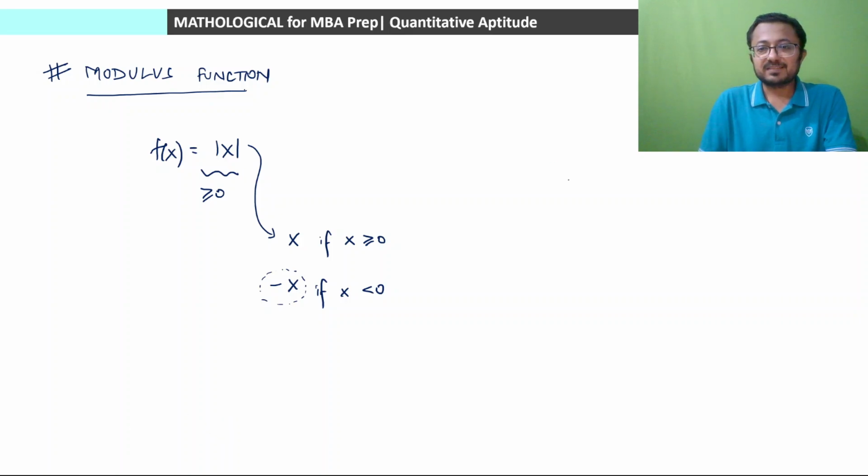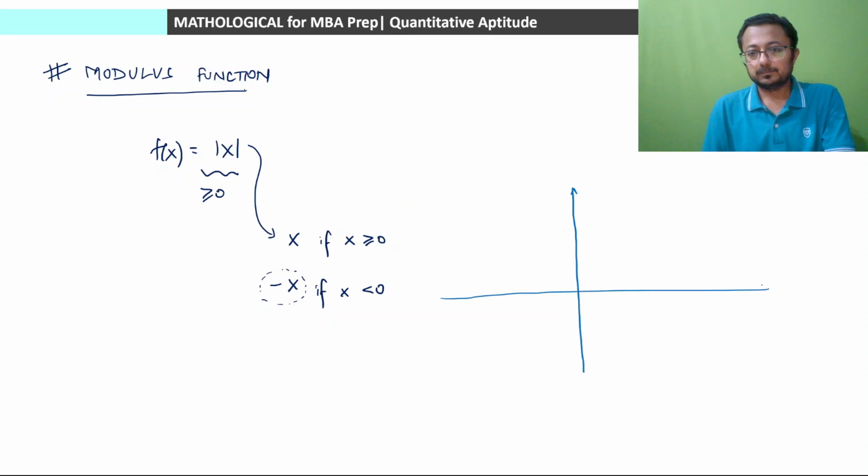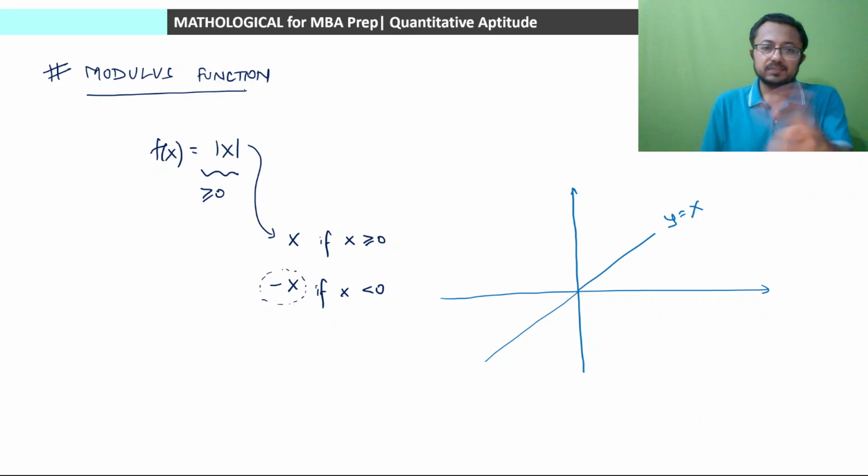So if we make a simple graph of y is equal to x, okay, this is the graph of y is equal to x. Then mod x का ग्राफ क्या होगा? On the positive side, this will be equal to x only, यानी कि this will be same as the graph of y is equal to x. But on the negative side, the graph will be like this. So this is the graph of y is equal to mod of x.